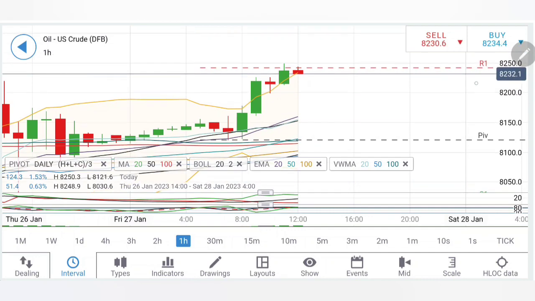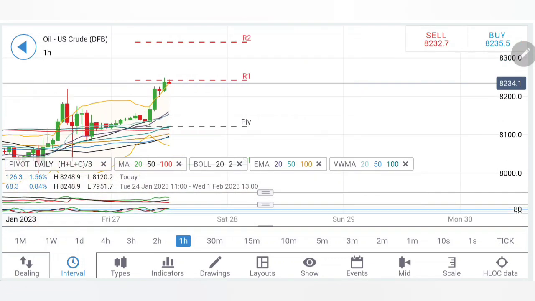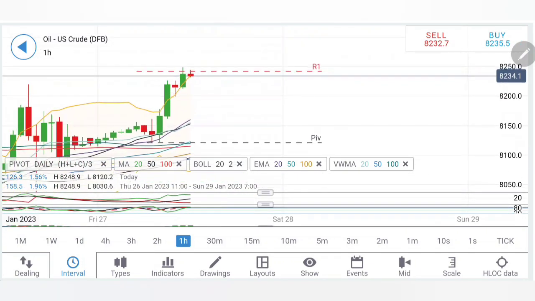Now look at the hourly chart for crude oil. See, yesterday also I told you, today also I told you that beyond 82 we can see 82.5, 82.6 levels. Now yes, if 82.6 breaks you can buy again, and you can expect that it has reversed. Then we may see a very strong bullish candle which might take it to 83.5, 84 levels.